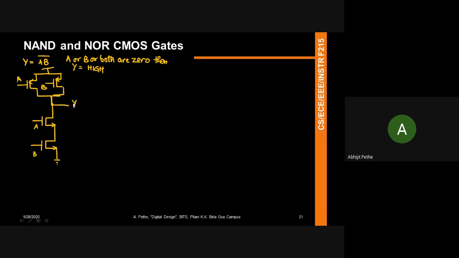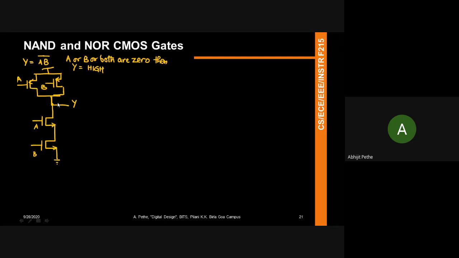Let's recall. Y is going to go to 0 only when both A and B are high. Remember, NMOS will be shorted only when a high voltage is applied at the gate. PMOS will be shorted only when a low voltage is applied at the gate. So that's another way to keep in mind: whenever you want to short an NMOS transistor, you apply a high voltage at the gate. When you want to short a PMOS transistor, you apply a zero or low voltage on the gate. So Y will be pulled to 0 only when both A and B are high. For all other combinations, Y will not go to 0.